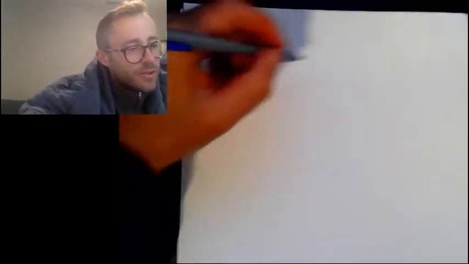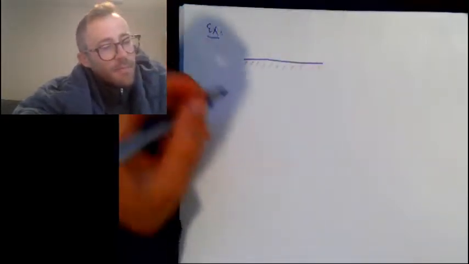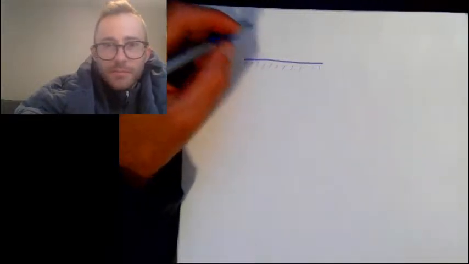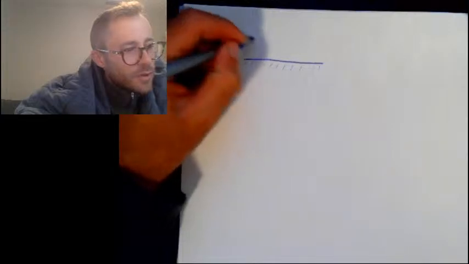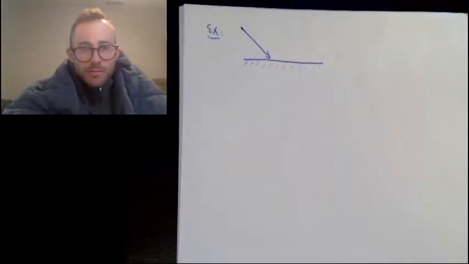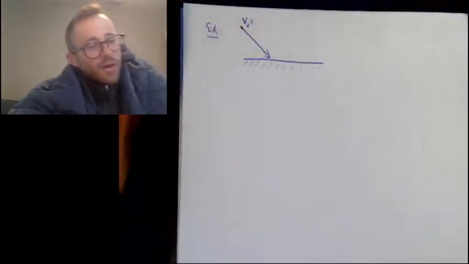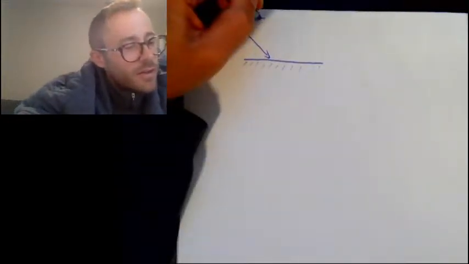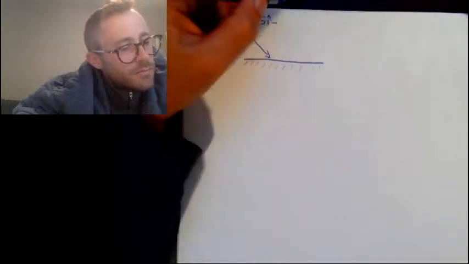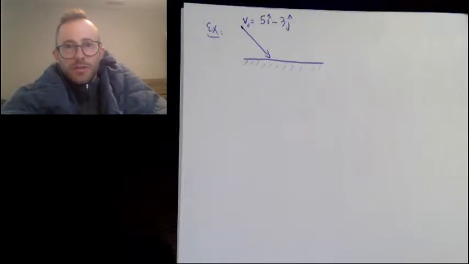Okay, so for this next example, let's suppose we have a ball, and the ball is headed towards the wall like this, okay? And the initial velocity vector of the ball is, let's say, 5i minus 3j. So that's the initial velocity vector of this ball.